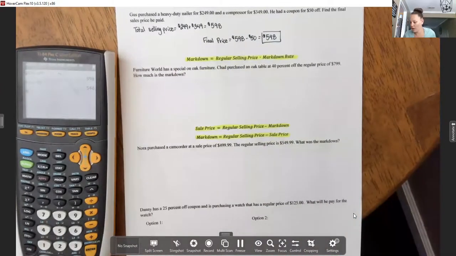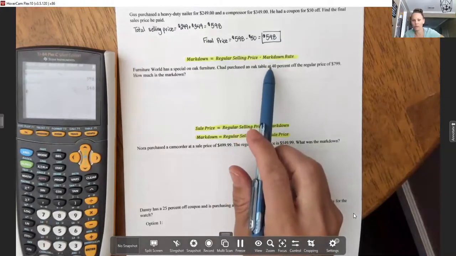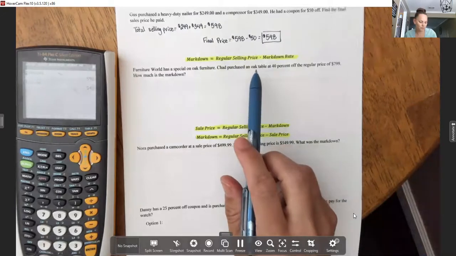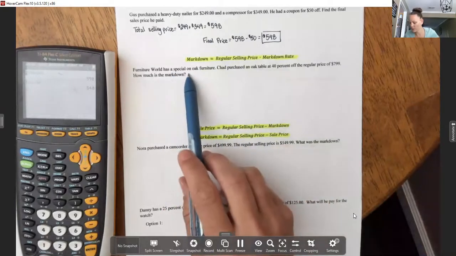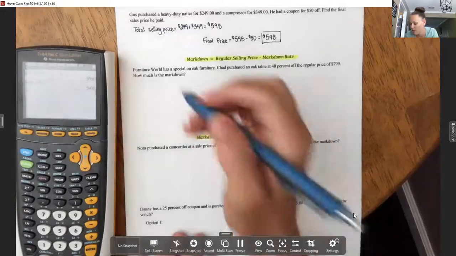All right, a markdown is the regular selling price times the markdown rate. So Furniture World has a special on oak furniture. He purchased an oak table at 40% off the regular price of $799. What is the markdown?